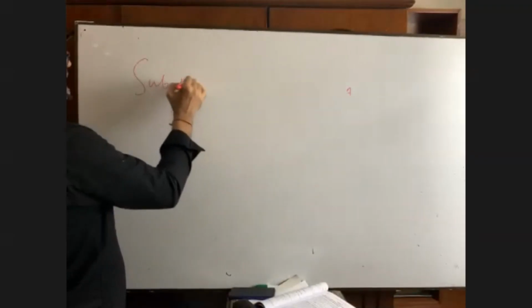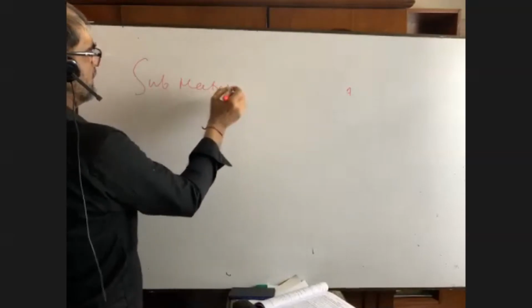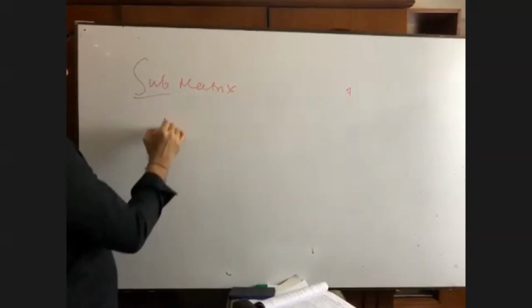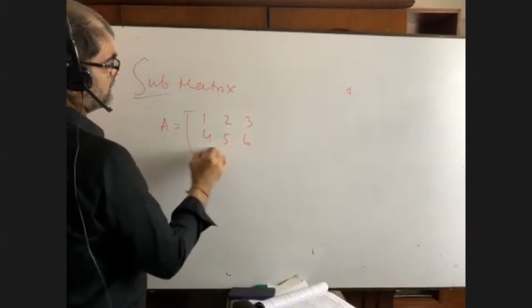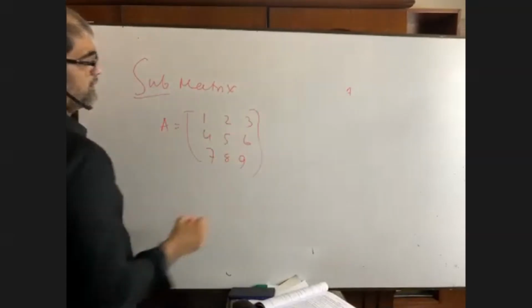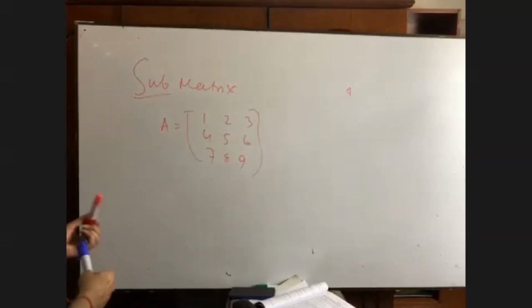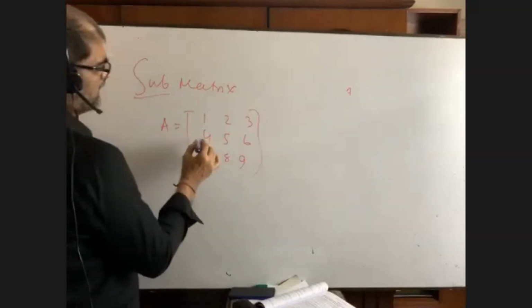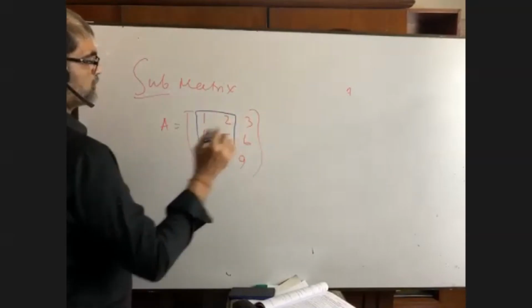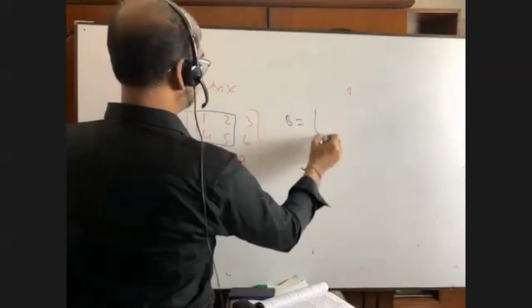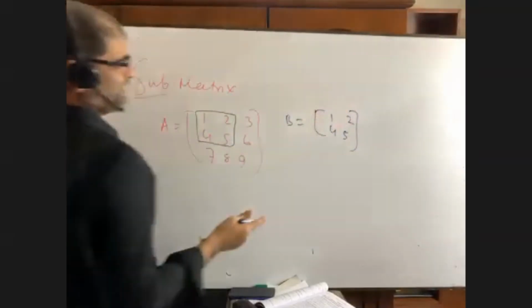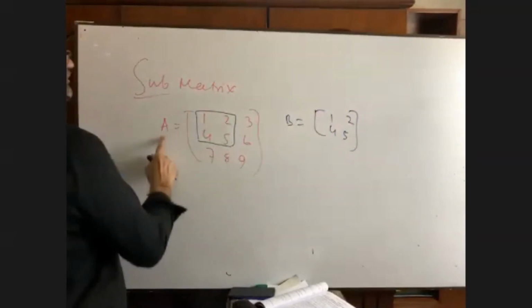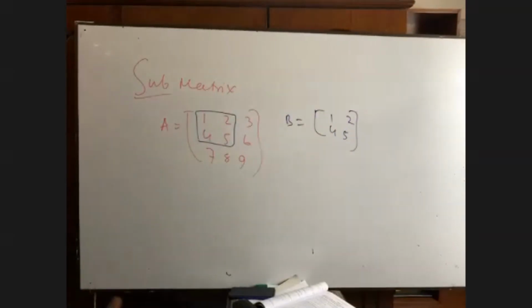Now, what is submatrix? By the word, we understand what is submatrix. Suppose A is a matrix: 1, 2, 3, 4, 5, 6, 7, 8, 9. Can you write? So from here, I can take this. Suppose B equals to 1, 2, 4, 5. So just like a subset, B is a submatrix of A. I think you've got me.